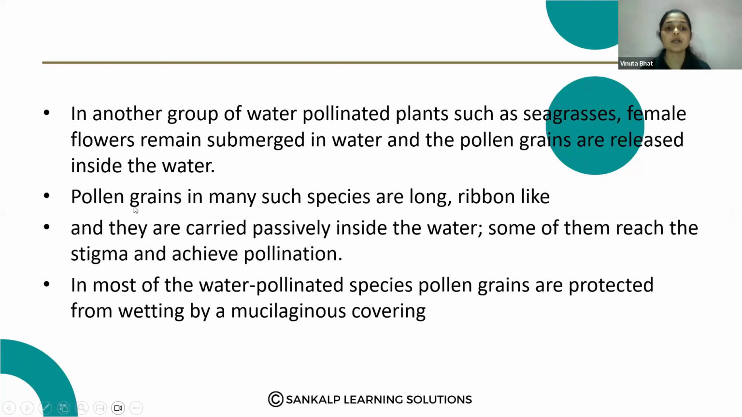In this type, the pollen grains are long and ribbon like, and they are carried passively inside the water, and some reach the stigma and achieve the pollination. In most of the water pollinated species, pollen grains are protected from wetting by a mucilaginous cover. So the pollen grains have a protective cover which prevents their wetting.